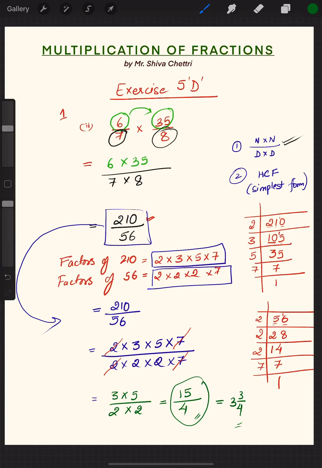Don't get worried about the numbers in question number 3. 5D question 1, sub question 3 is given as 96 by 115 multiplied by 25 by 54. Don't get worried about that. You can also find the HCF for each individual number. No need to multiply. Find for 96 separately, for 25 separately, for 115 separately, and 54 separately, and you can just cancel it. If you have any doubt, we'll do it later again.